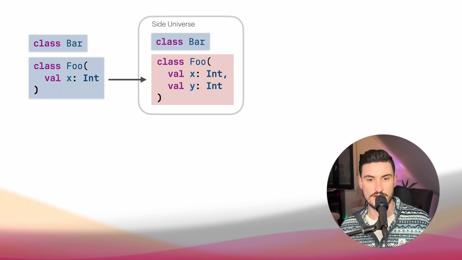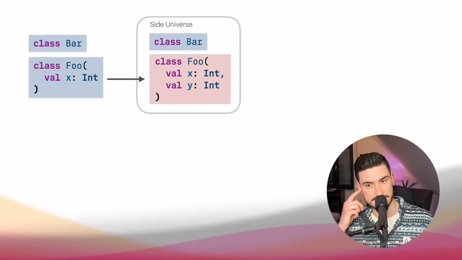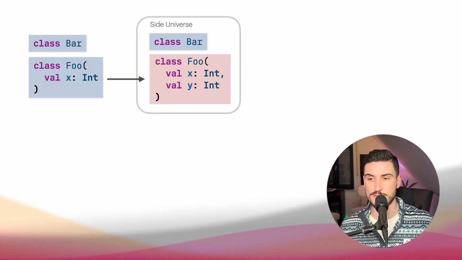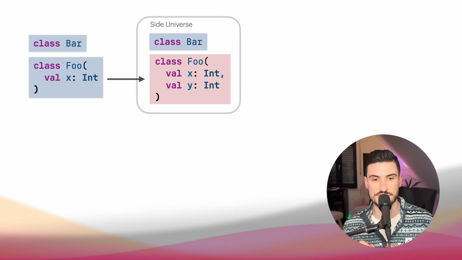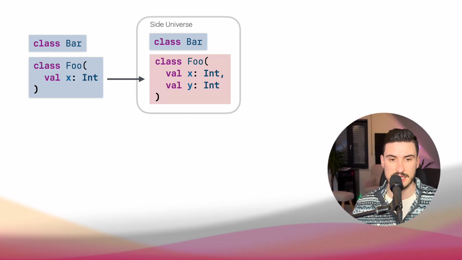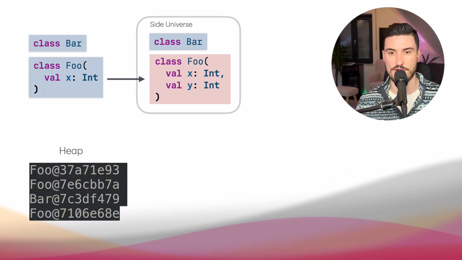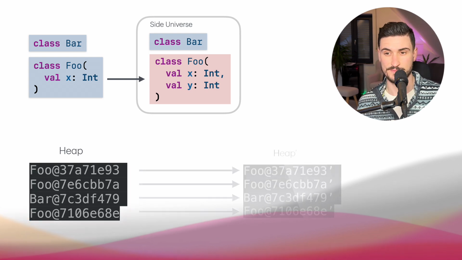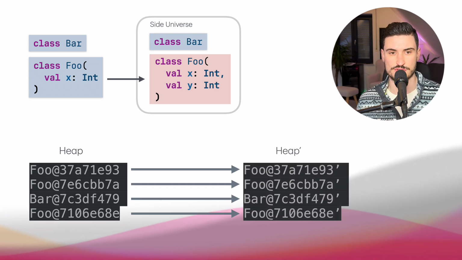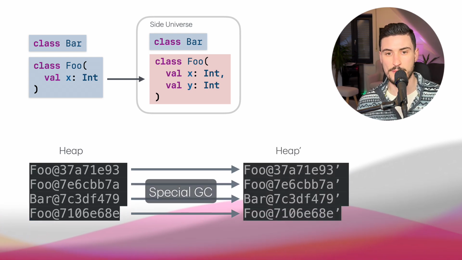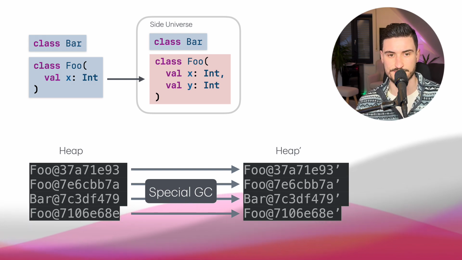Once the runtime verifies the changes to be legal and the side universe is built, it is time to migrate from the old to the mentioned new universe. This is done by traversing the heap and performing a specialized GC operation, as this GC is able to change the memory layout and will swap old class pointers to the new ones.